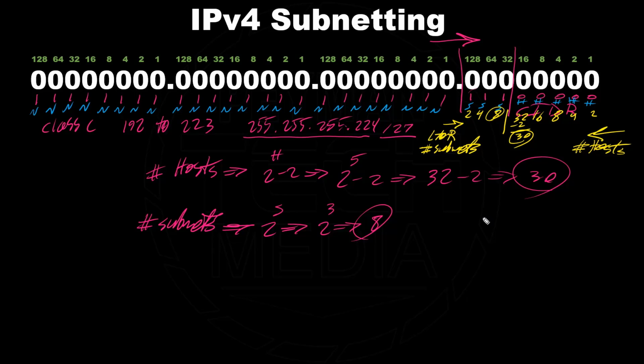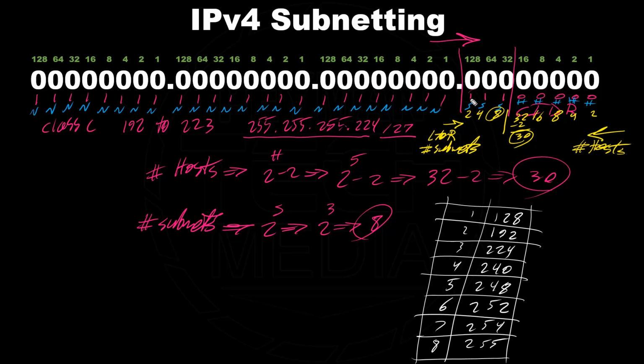Anytime we borrow 1 bit, it's 128. When we borrow 2 bits, it's 192. When we borrow 3 bits, 224. When we borrow 4 bits, it's 240. When we borrow 5 bits, it's 248. And when we borrow 6 bits, it's 252. When we borrow 7 bits, 254. When we borrow 8 bits, 255.